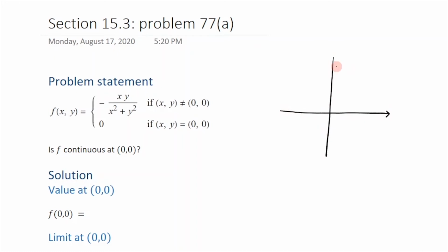The first part is for x and y not equal to 0, 0, it's equal to this fraction, and you can see actually exactly at x, y being 0, 0 is when this part is not defined. But at 0, 0, the value of the function is exactly 0. So here it's this, and everywhere else it's this. And the question asks, is the function continuous at the point 0, 0 right here?